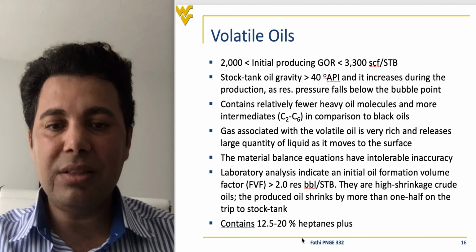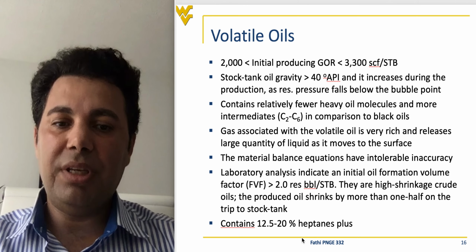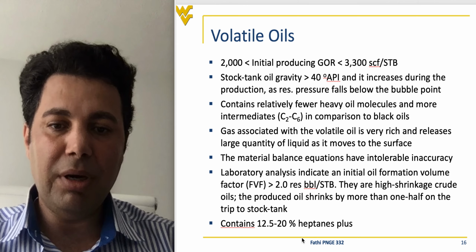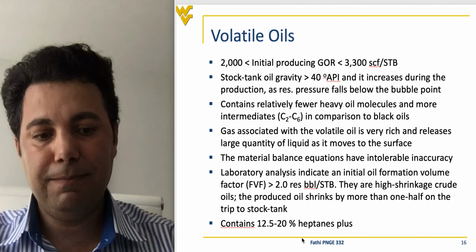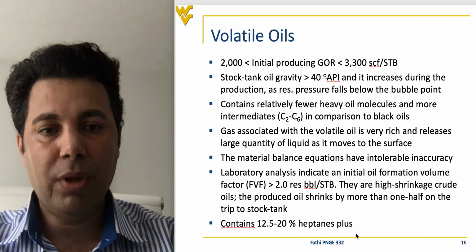And these kinds of reservoirs have less than 20% of heptane plus. So the amount of heavy components is between 12 to 20%. So looking at the phase envelope, still they have a large phase envelope, okay? But compared to the black oil, it's less.